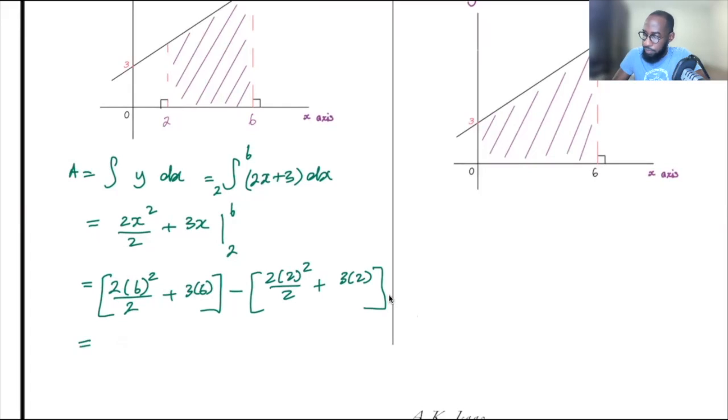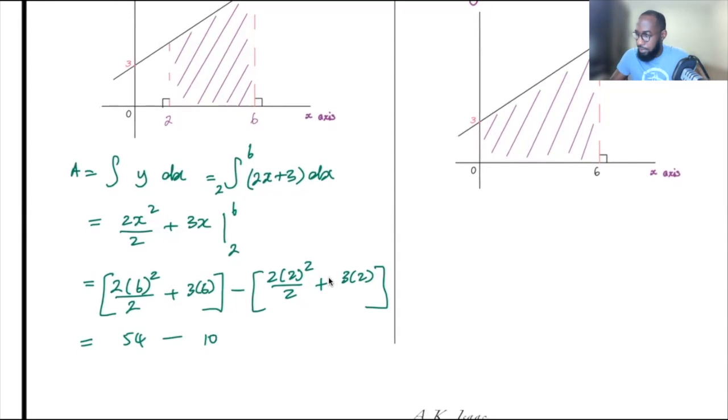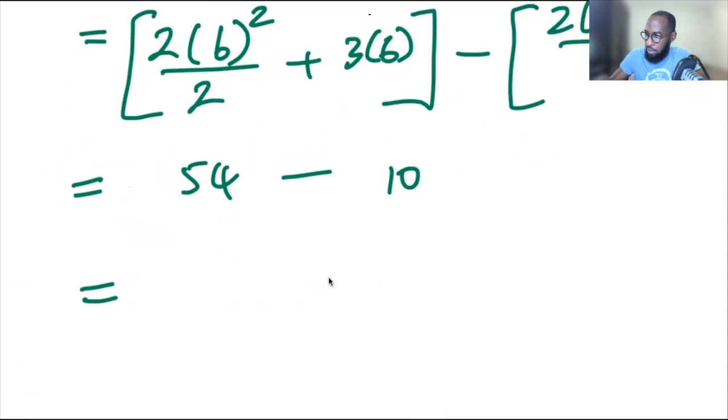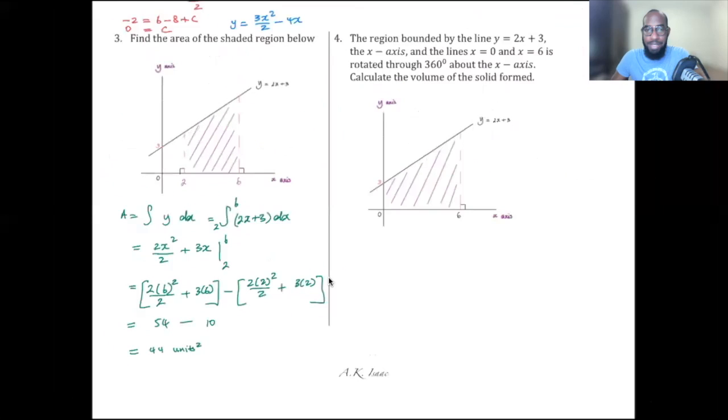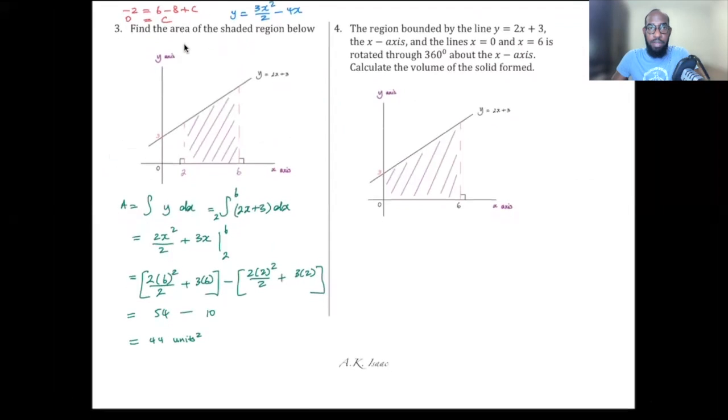So we have 36 plus 18. We have 54 minus, and here we have 4 plus 6, which is 10. So 54 minus 10 is 44. Let me write that a little better. We have 44, and we put units squared. So that is the answer for the area under the shaded region.